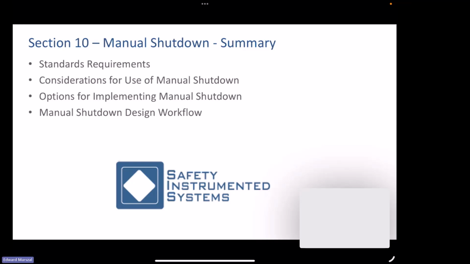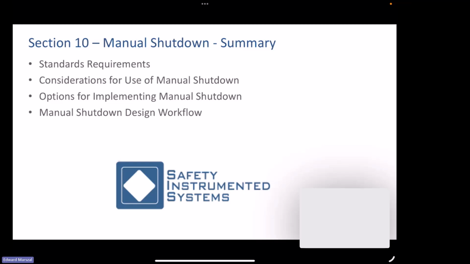Unless you don't want to do that, then write down what it is you want to do in the SIS or in the SRS, in the safety requirement specifications. We talked about considerations for when you might want to include a manual shutdown, and when you might not want to include a manual shutdown.